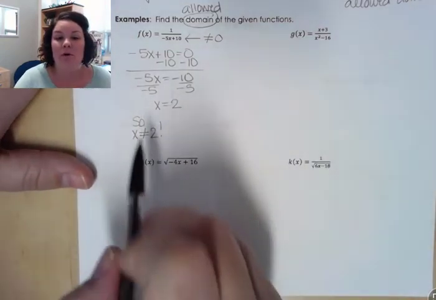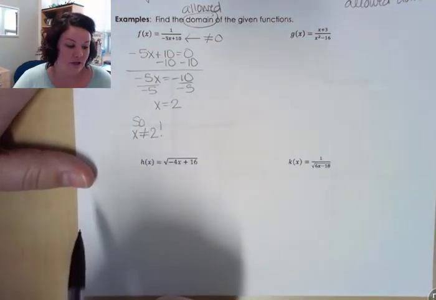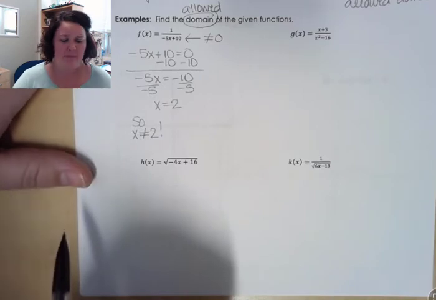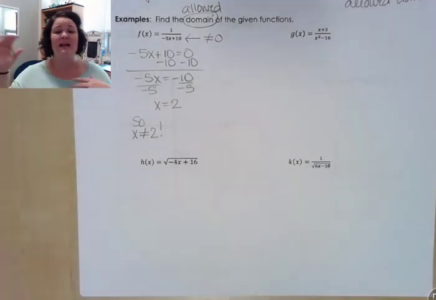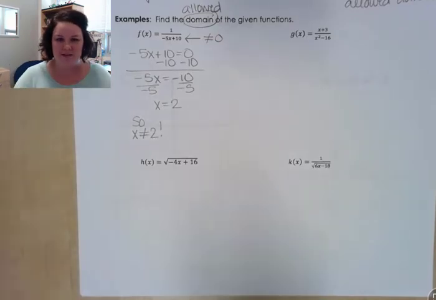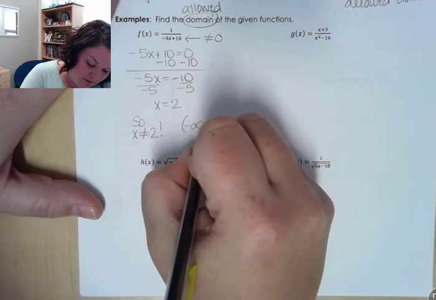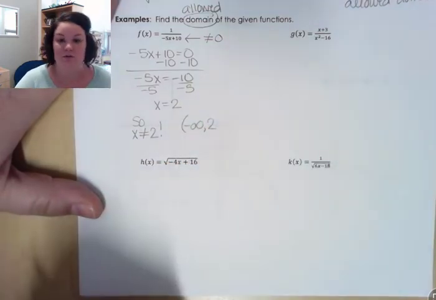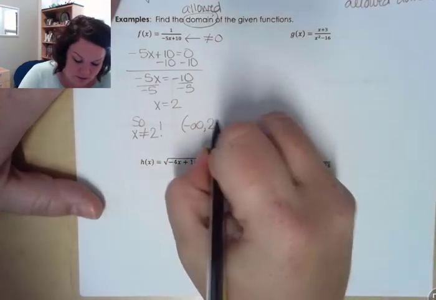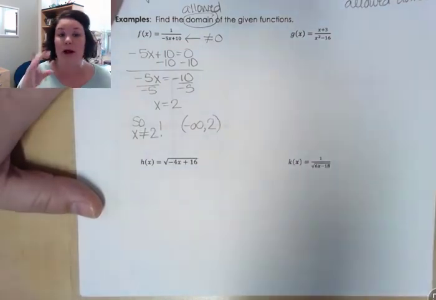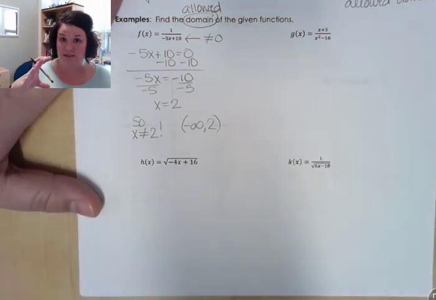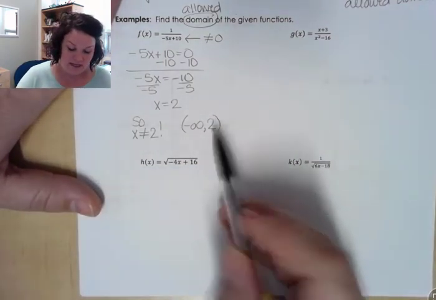Now I want to write my domain in interval notation. So I want to think about x can be anything from negative infinity to positive infinity except 2. So I have to take 2 out. So the way I'm going to write that is I can go from negative infinity all the way up to 2, but I can't include 2. So I'm going to use a parenthesis. Remember, brackets include, parentheses do not. So I'm taking out the 2.